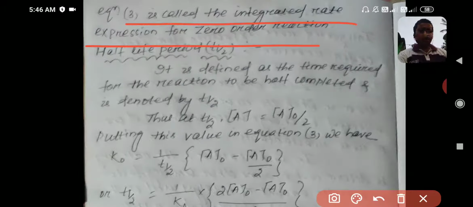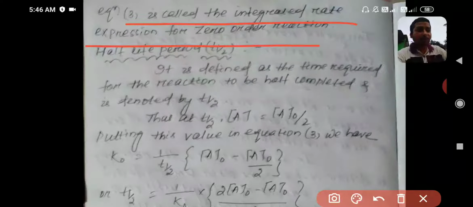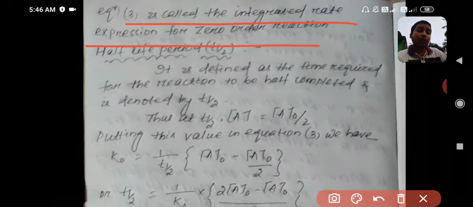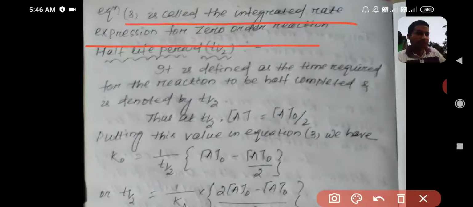So this is the expression for zero order reaction. And now after deriving the expression for zero order reaction, we have to derive the expression for half-life period. Before going to half-life period, we have to know what the half-life period is and how it is derived for different types of rate of reactions. I will definitely tell you about the nth order reaction, how we can determine the half-life period for nth order reaction. But before that, let us see how to derive the half-life period for zero order reaction.